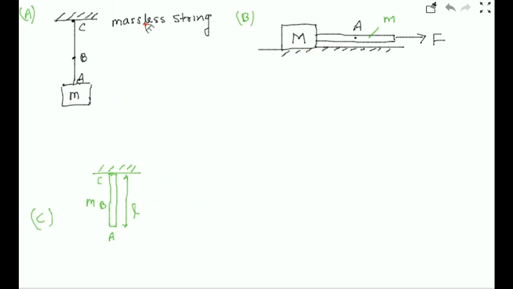Suppose, again I am repeating, you have a massless string and mass m is given. So the mg will act in downward direction at point A, point B, point C. At every point the tension will be the same. So T_A, T_B equals T_C, that equals mg.